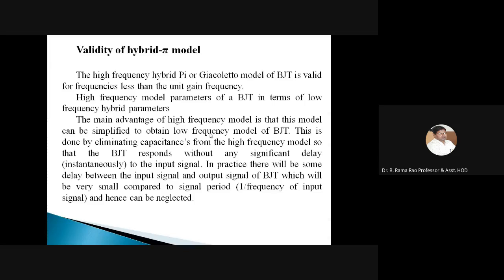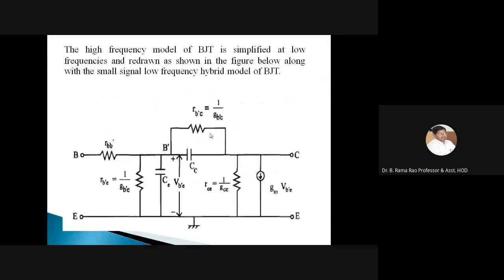Okay, so in practice there will be some delay between the input and output signal of the BJT, which is very small compared with the signal period, and hence we can neglect this time delay also. Now you can see we can validate this high frequency model of a BJT at low frequency by redrawing this circuit. This is the hybrid pi model, or simply the high frequency model.